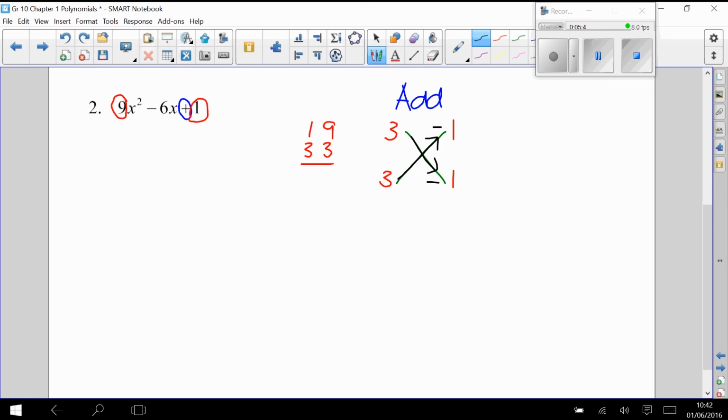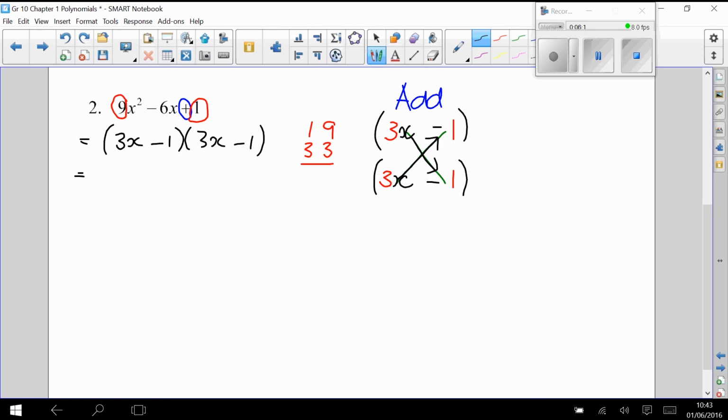As my variable was x, and I had double the x's at the front of my trinomial, I'm going to split it at the front of each row, remembering that your top row is your first bracket factor and your bottom row is your second bracket factor. So if I factorize this expression of 3 terms, it's actually 3x minus 1 times by 3x minus 1.